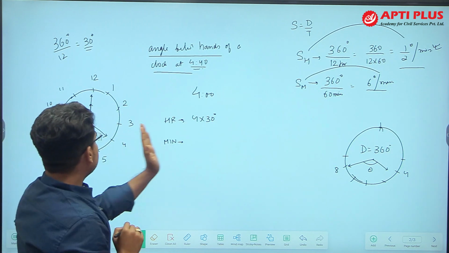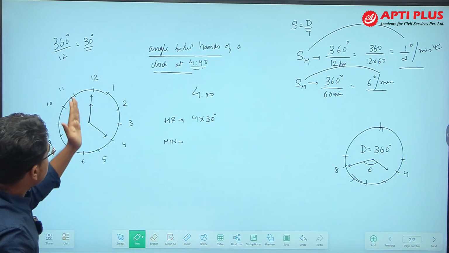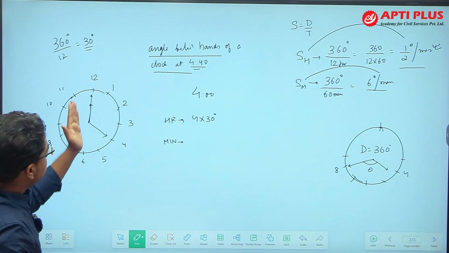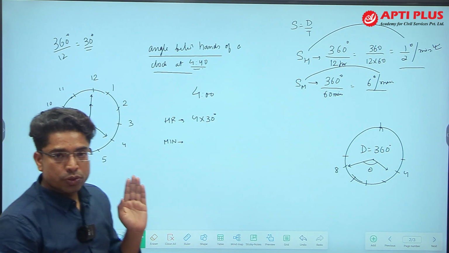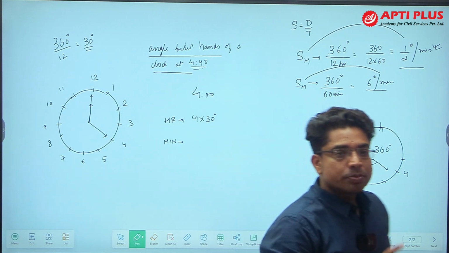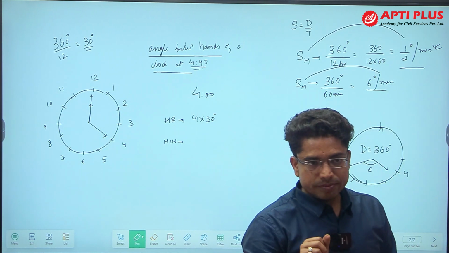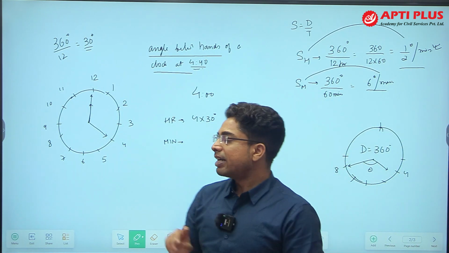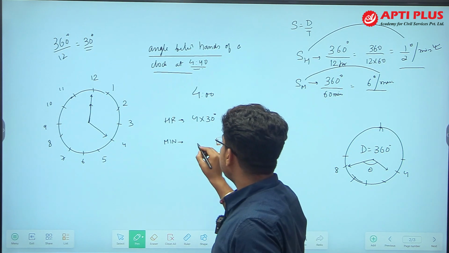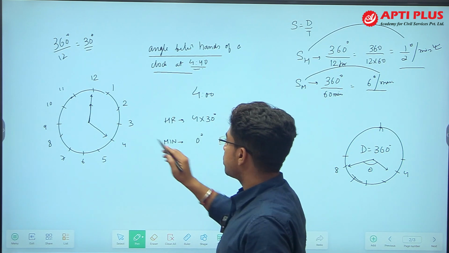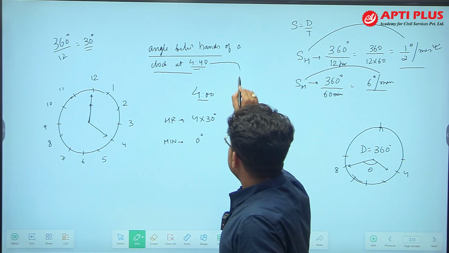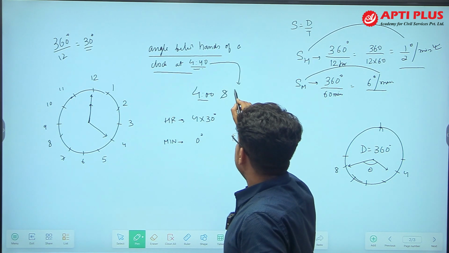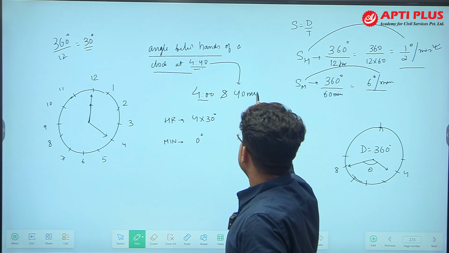Now at 4 o'clock, what is the position of the hour hand and minute hand? At 4 o'clock the minute hand is pointing at 12 and my reference was also 12. So, because my reference is 12, I can say that the minute hand has not moved any degree with respect to the reference. I am talking about 4 o'clock. Now, let us bring this extra 40 minutes into the picture. What will happen in the next 40 minutes?